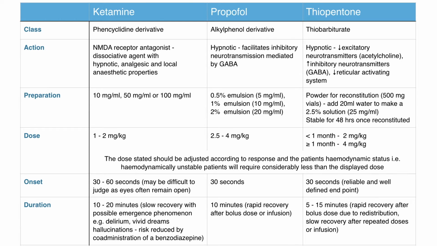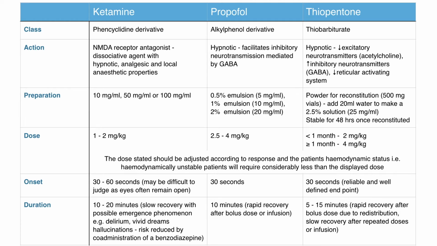So thiopentone is a thiobarbiturate which causes hypnosis through a number of mechanisms. It inhibits acetylcholine, which is an excitatory neurotransmitter. It facilitates GABA, an inhibitory neurotransmitter, and inhibits the reticular activating system. It comes as a powder to be reconstituted in 500 milligram vials, which are stable at room temperature.